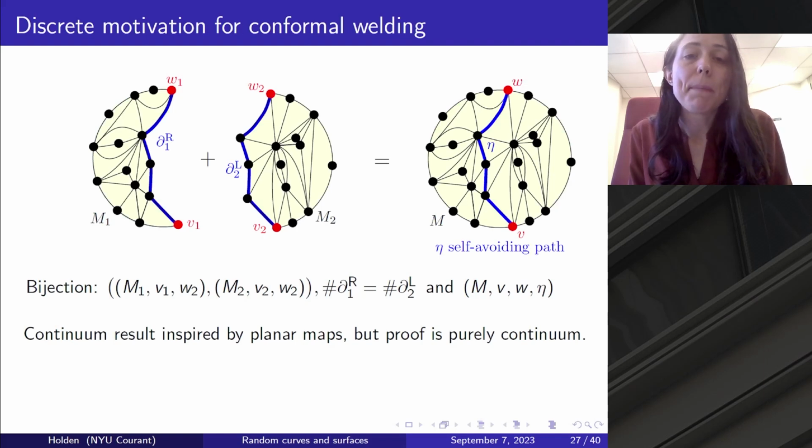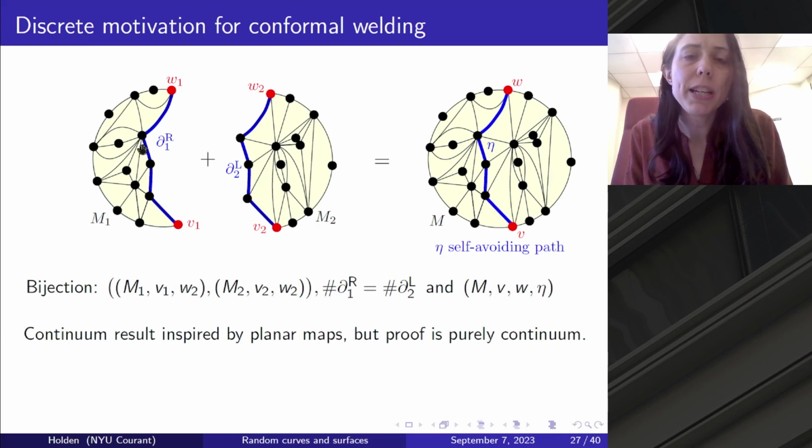On this slide, I am showing an exact discrete counterpart of the result on the previous slide in the setting of planar maps. So the figure is illustrating that you have a bijection between the objects on the left and right sides of the equality.